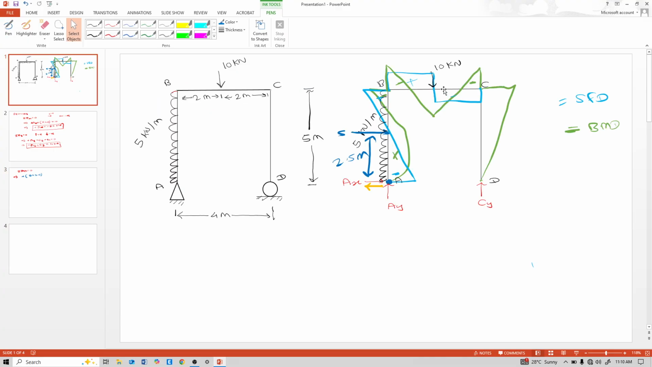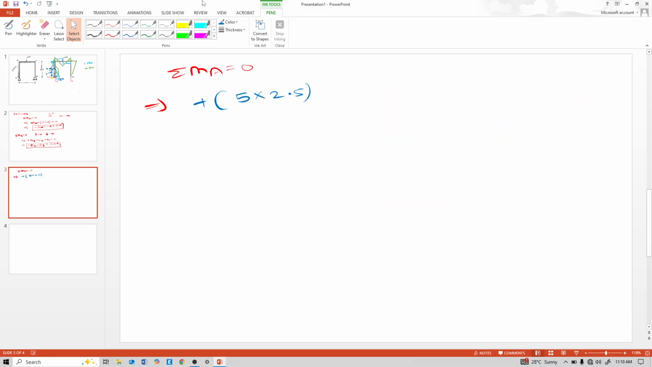Now see this 10 kilonewton. The perpendicular distance between this point and this 10 kilonewton load is 2 meter. So force into the distance between the point and load, which is 2 meter. This is also clockwise to that point, so positive 10 into 2.